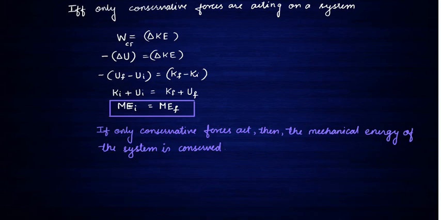Let us say conservative as well as dissipative forces act. Then we cannot use the law of conservation of mechanical energy alone. Only the mechanical form of energy, which is kinetic energy plus potential energy, remains conserved here. So in case conservative as well as dissipative forces act, we would have to use the law of conservation of total energy. We cannot use the law of conservation of mechanical energy where non-conservative forces are also acting.